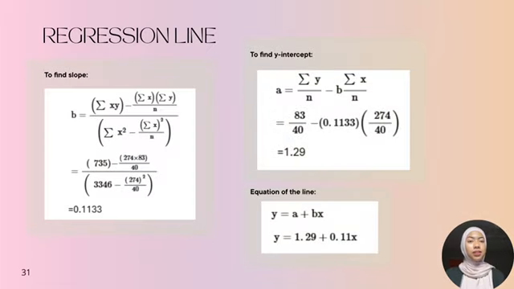Next, I will explain the regression line. A regression line is used to predict the value of one variable based on another variable. In this case, we use study room usage to predict the average study duration. The regression equation is written as y equals a plus bx, where a is the y-intercept and b is the slope. First, we calculate the slope, which is represented by b.